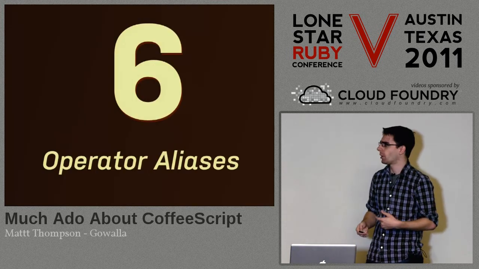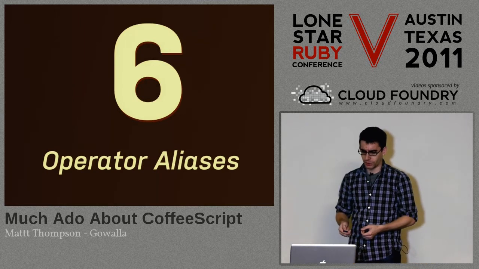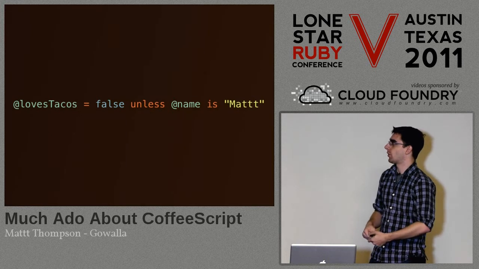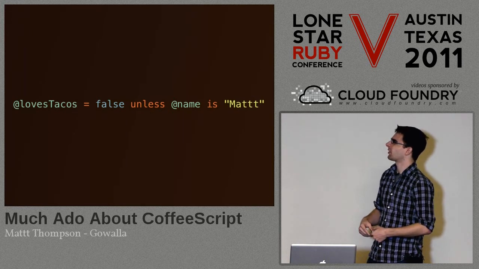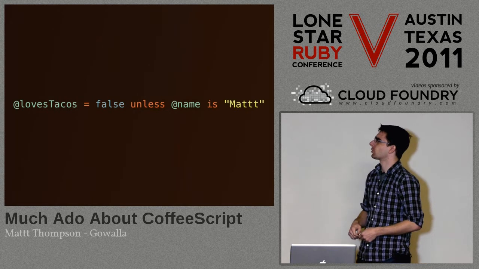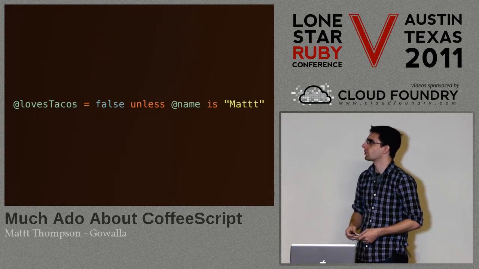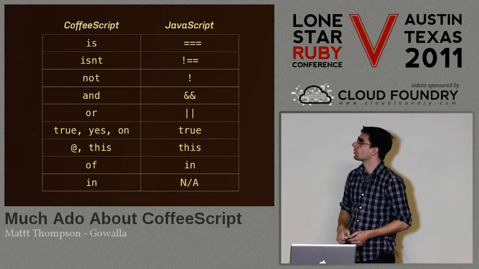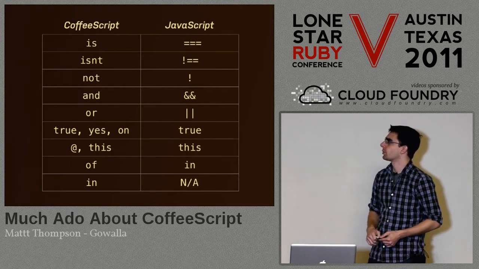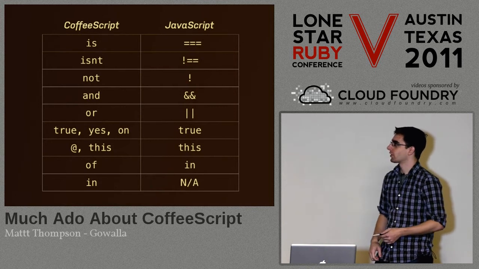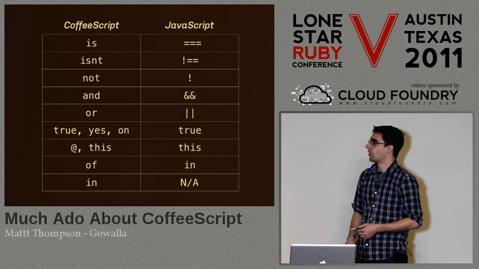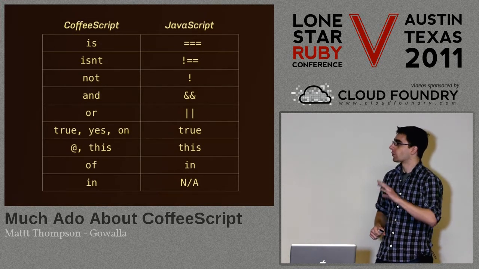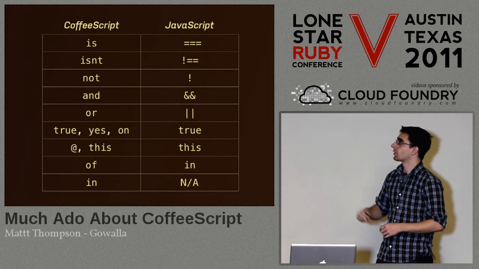But on top of that, we also have operator aliases. And the operator aliases include things like is. So loves tacos is false unless near me. I don't know, it's too many negatives, but I guess that's a way of me saying I love tacos with keywords. Let's get to the next slide, please. OK, that's a matrix, I guess, kind of just throwing all that information. We have like is, isn't, not, and, or, true, yes, on, all sorts of things. Those are the new keyword aliases that CoffeeScript has.